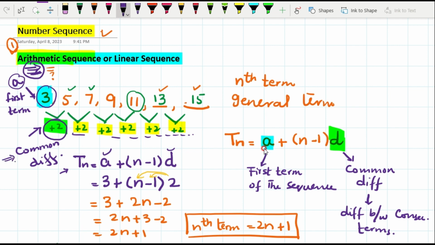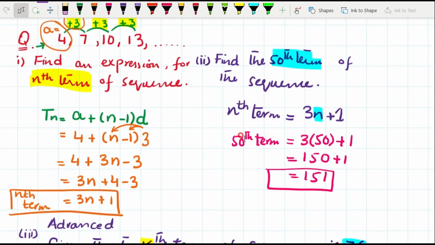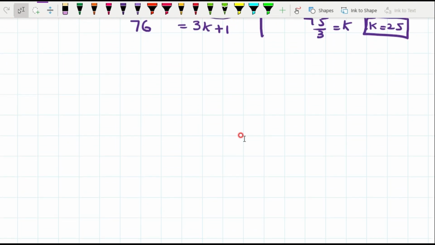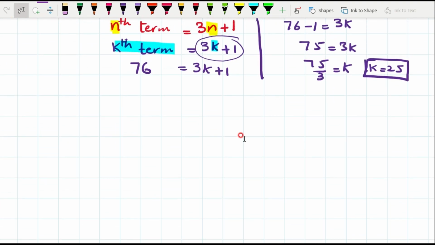How can we find the common difference? By subtracting the previous value from the next value. You can subtract two consecutive values and get the common difference. After substituting, we can easily find the formula of the nth term, right? So this is important. There are some more questions. Let me write on the board for your practice. You have to practice by yourself.